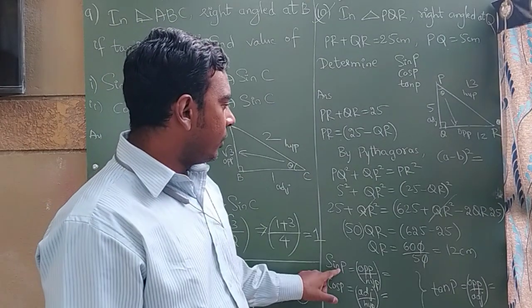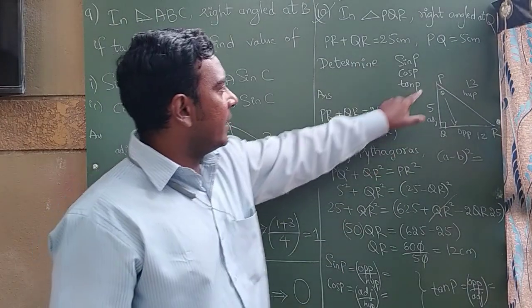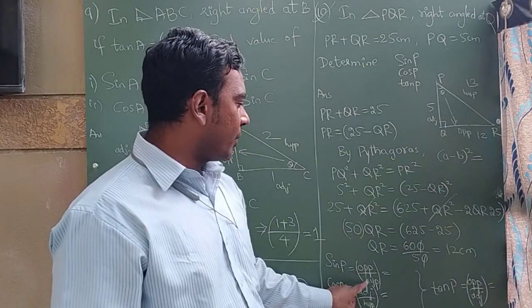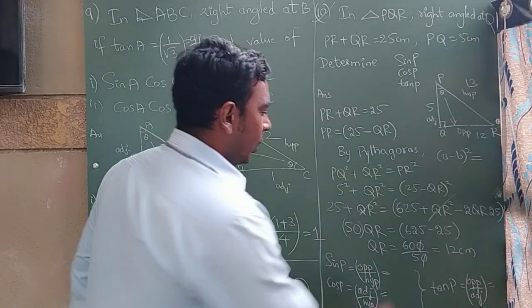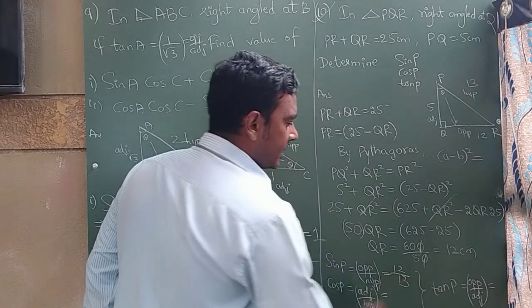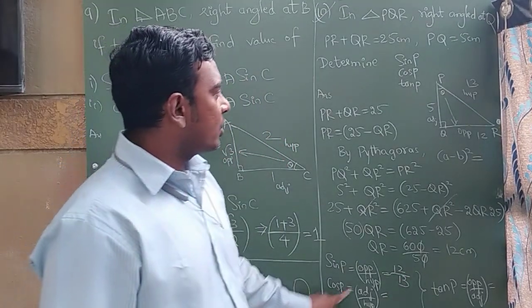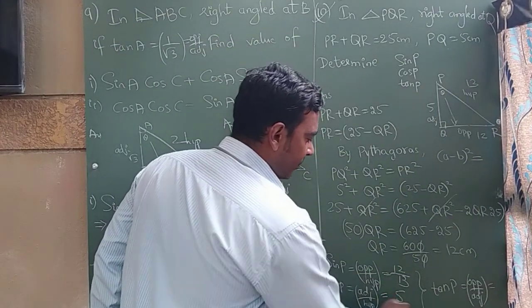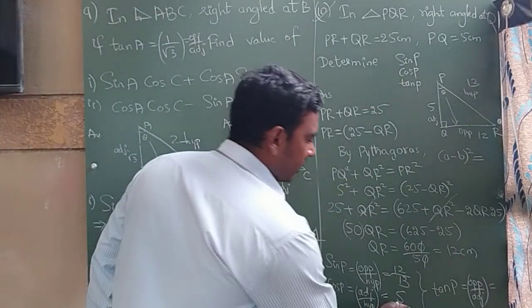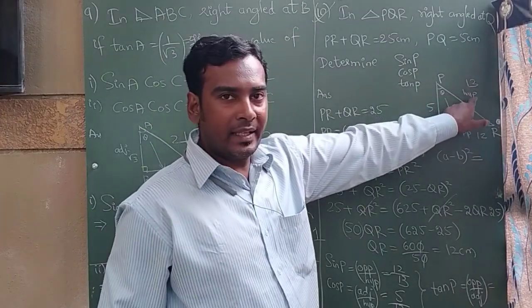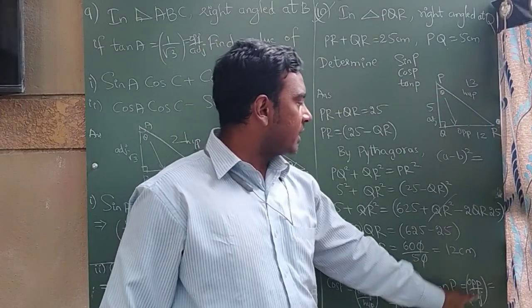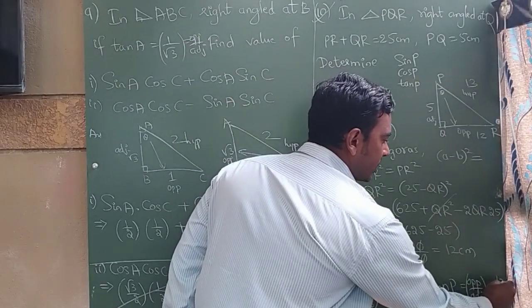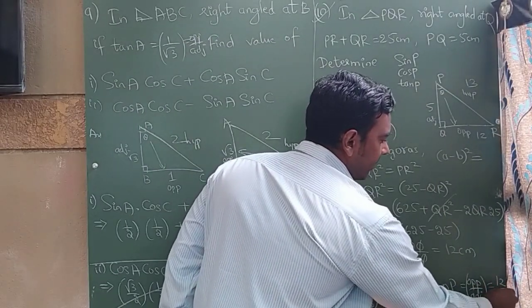Fine. Now let us find this. Sine P means this. So opposite side, sine is opposite upon hypotenuse. Opposite is how much? 12. Hypotenuse is 13. What is cos? Adjacent upon hypotenuse. Adjacent is how much? 5. Hypotenuse is how much? 13. So what is tan? Opposite upon adjacent. Opposite is 12 and adjacent is 5.